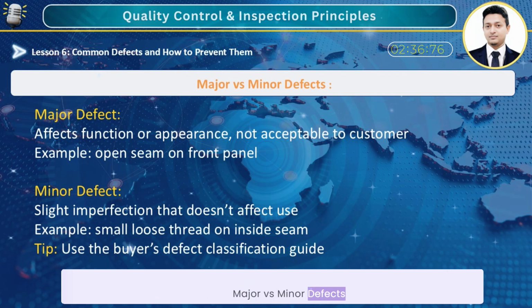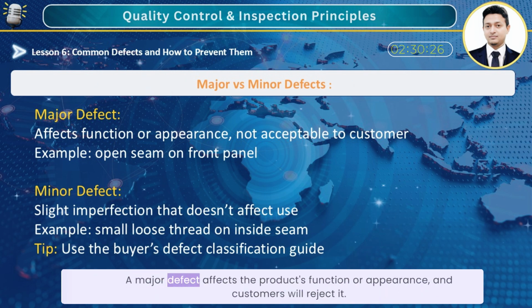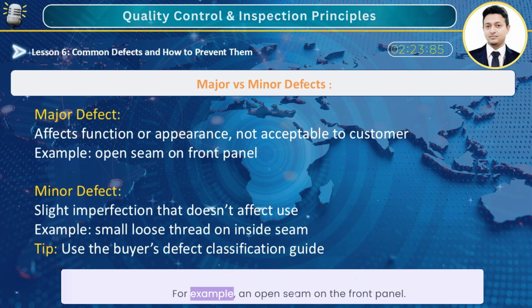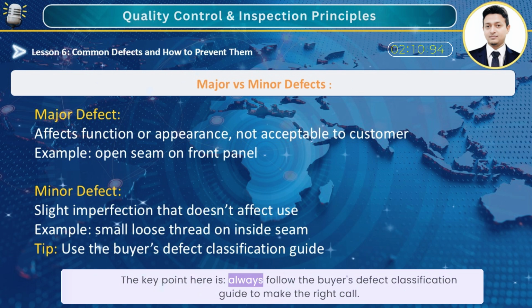Major versus minor defects. Defects are usually classified as either major or minor. A major defect affects the product's function or appearance, and customers will reject it. For example, an open seam on the front panel. A minor defect is a small imperfection that doesn't affect the product's usability, like a loose thread on the inside seam. The key point here is, always follow the buyer's defect classification guide to make the right call.